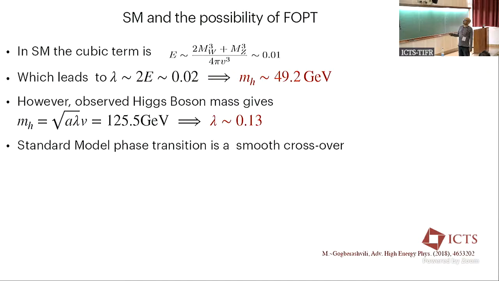So if you calculate the Higgs mass with this, it is around 49 GeV. But in the standard model case, the lambda, which is well known, is 0.13. So which gives you a smooth crossover, not a first order phase transition. So the electroweak baryogenesis scenario cannot be explained within the standard model, and it is a beyond standard model phenomenon.